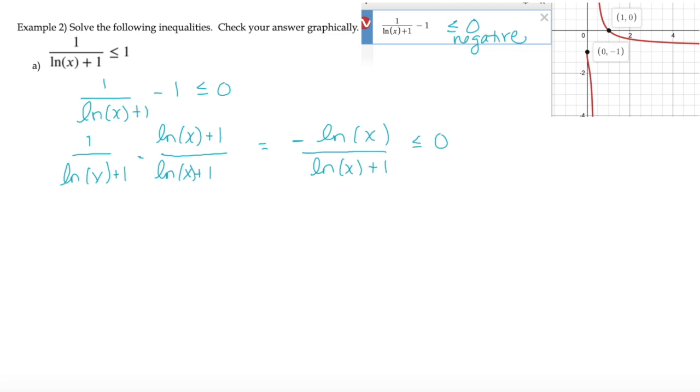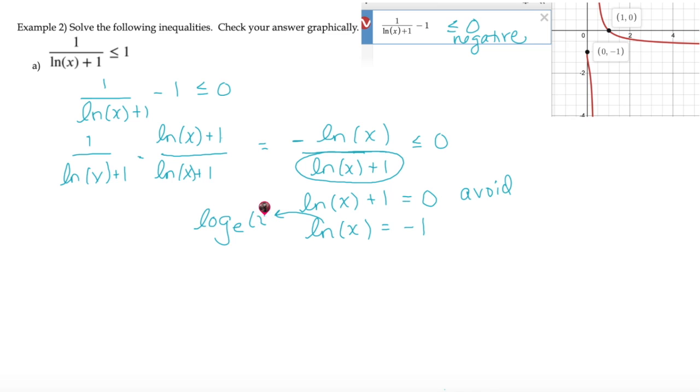We have a denominator that we're interested in. We want to make sure that this value is not equal to 0. So we want to avoid where the natural log of x plus 1 is equal to 0. I can subtract 1 from both sides. I know that the natural log is the same as log base e of x, so rewriting it as an exponent, I have e to the negative 1 equal to x, or x is equal to 1 over e. We want to make sure that we are not there.